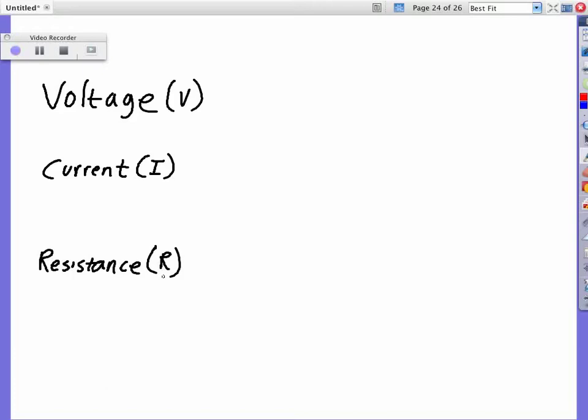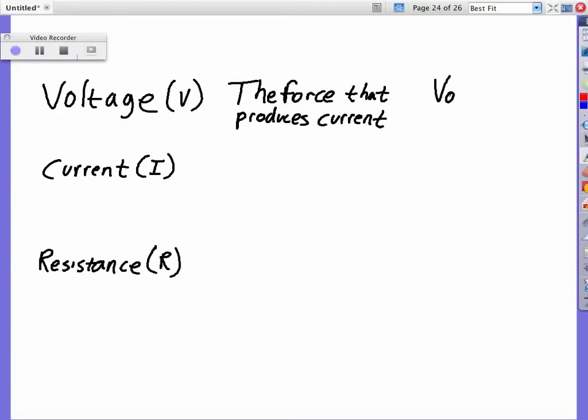So we'll say that voltage is the force that produces current, or electron flow, or electric flow. Okay? Voltage is taken in units of volts, and the symbol for the volt is V.